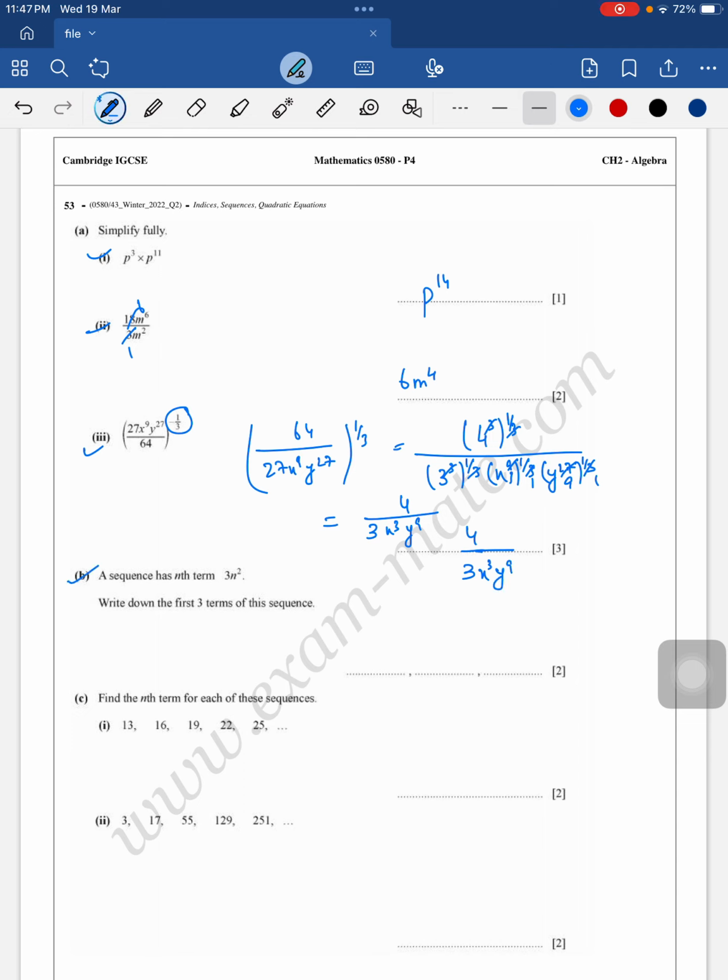Okay, part B. A sequence has nth term 3n squared. Write down the first 3 terms of the sequence. Very simple, just put the values 1, 2, 3 one by one in n squared, and multiply it by 3, you will get the 3 terms. So 3 times 1 squared, 3 times 2 squared, 3 times 3 squared, and take out the values. 1 squared is 1, 1 times 3 is 3, 2 squared is 4, 4 times 3 is 12, 3 squared is 9, 9 times 3 is 27. So 3, 12, 27.